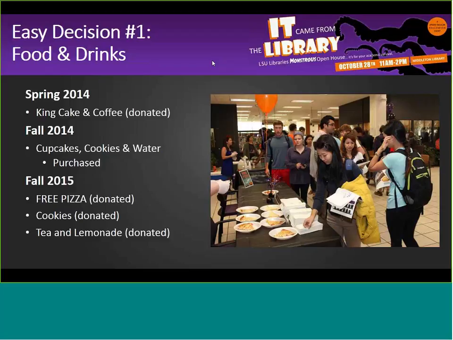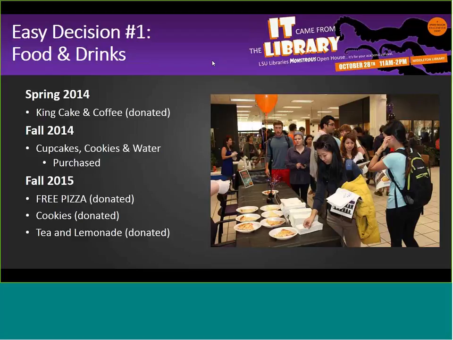Later in that same year, we had the other event, and so we really didn't approach them about the donation because we felt like that might be too much to ask for in the same calendar year. And so we actually purchased cupcakes and cookies. We purchased them on the cheap. We got them from Sam's for a really good deal. And we did bottled water and had them in an ice chest. And so we did have a higher budget that year, and that allowed us to purchase that.